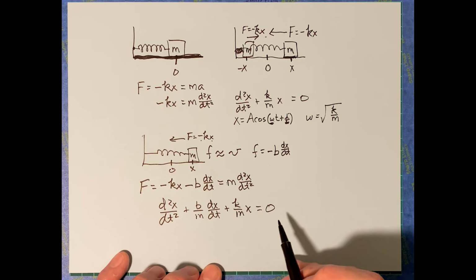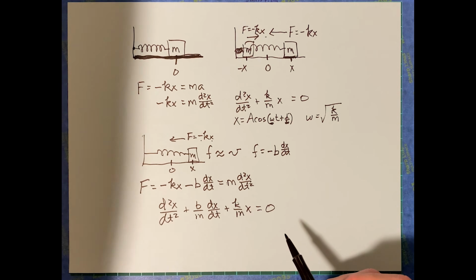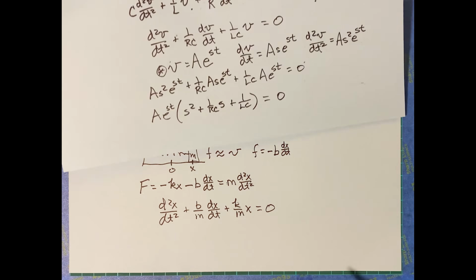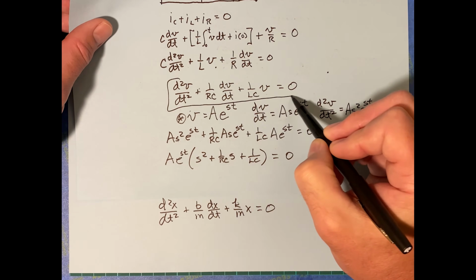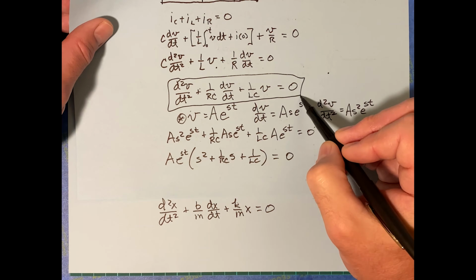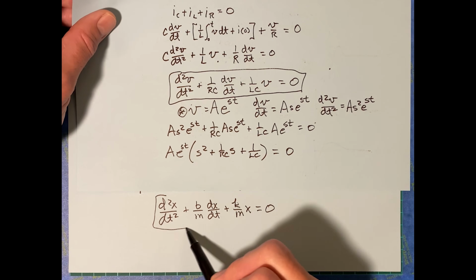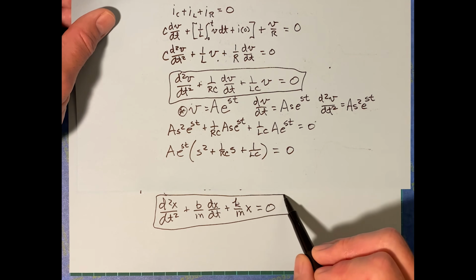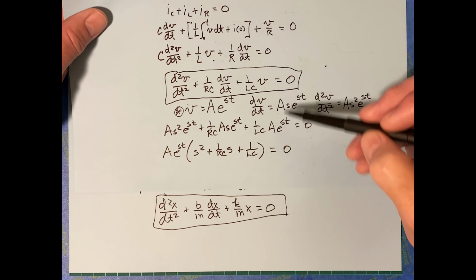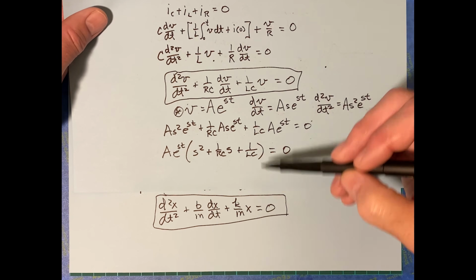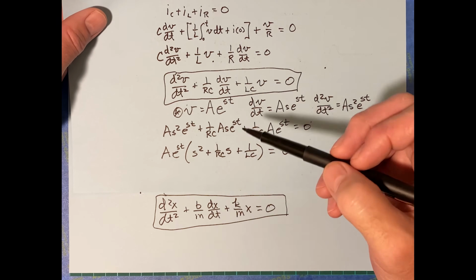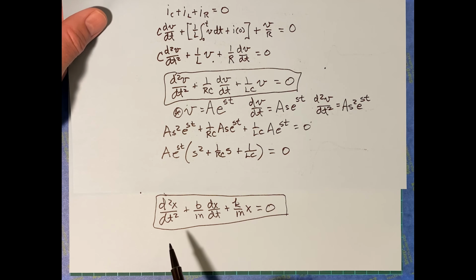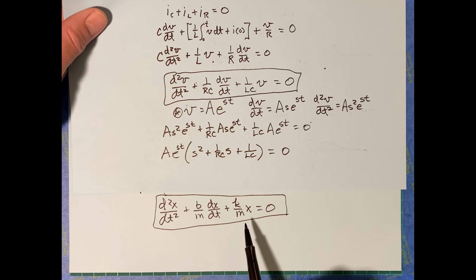Now I want you to compare this to our equation that we just wrote down here, this equation here, and compare that to this equation here. You'll see that those have parallel forms. They have the same form. The coefficients are different. The variables x and v are different. But this is a second order homogeneous differential equation, just like that one up there.